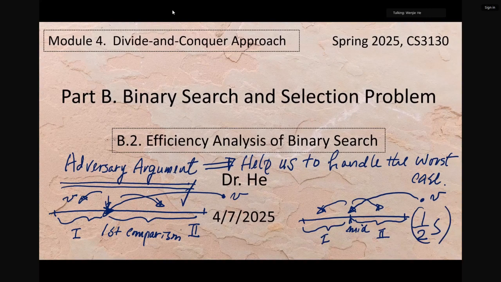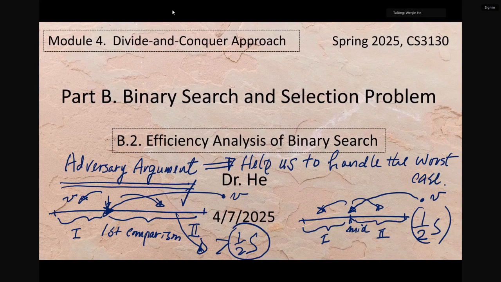But if the data is not evenly distributed, one longer, one shorter, and the adversary forces us to work on the longer one, is it greater than 1/2 of the size? As a conclusion, if you do not do the even split, the adversary will always let us work on a problem size that's greater than 1/2 of the original problem size, right?